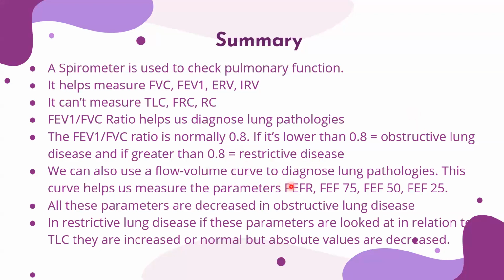We use a flow volume curve to diagnose lung pathologies, and it can help us measure parameters like peak expiratory flow rate, FEF 75, 50, and 25. All these parameters are going to be decreased in obstructive lung disease, okay? They're also going to be decreased in restrictive lung disease. However, if you look at these parameters in comparison to TLC, total lung capacity, they're going to be increased or normal. This is important.